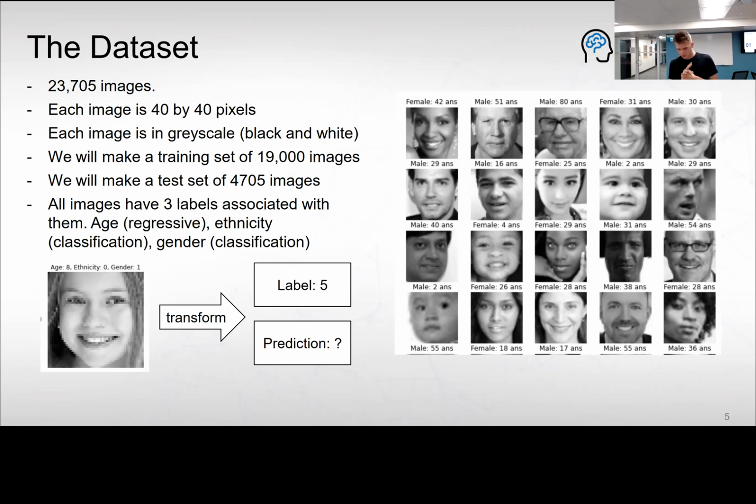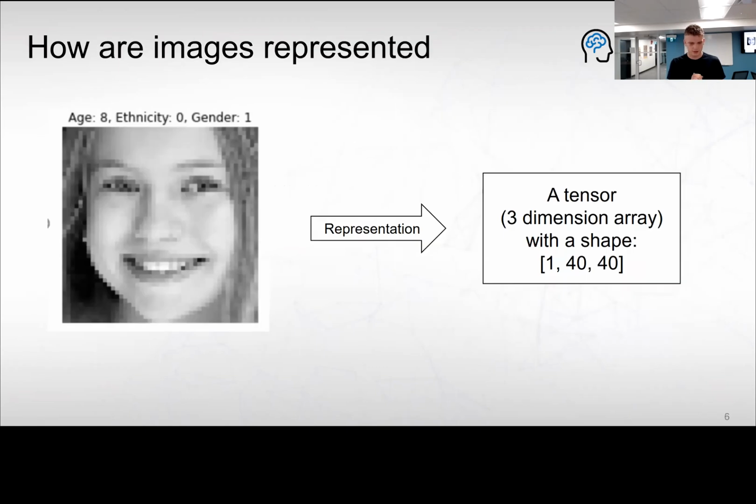Okay, so all images have 3 labels associated with them. That is age, which is a regression number. We're going to get into that. Ethnicity, which is classification, and also gender classification. So we can see this little girl, bottom left, the label corresponding to her, sorry, the 5 right here, that is a typo. I tried to get rid of that, but I'm using an old slide, I guess. She is age 8. Her ethnicity is 0, which correlates to a white person, and her gender is number 1, which correlates to a female. We're going to get into how those labels work in the future.